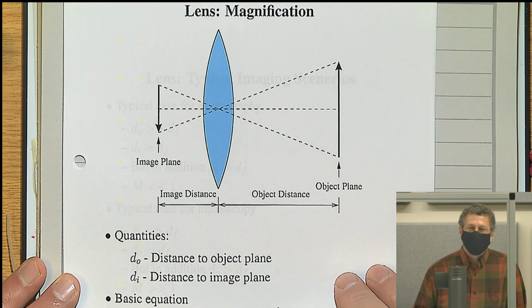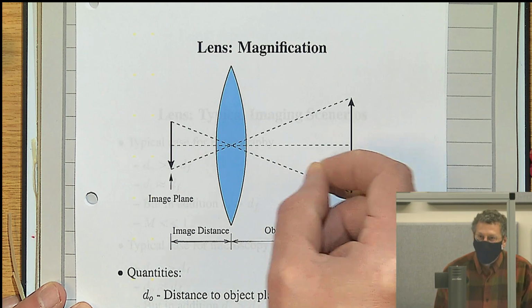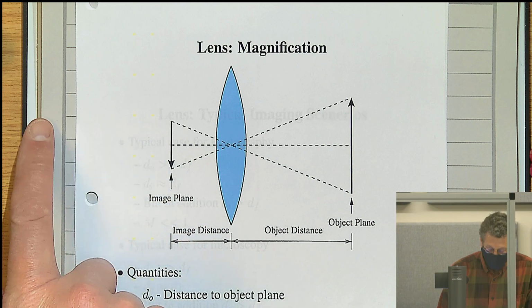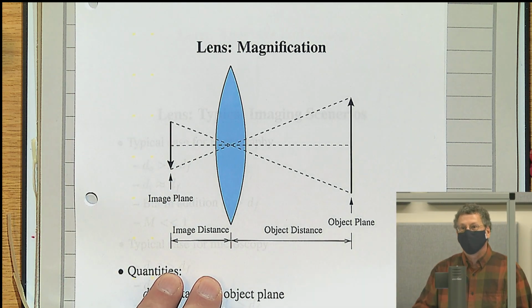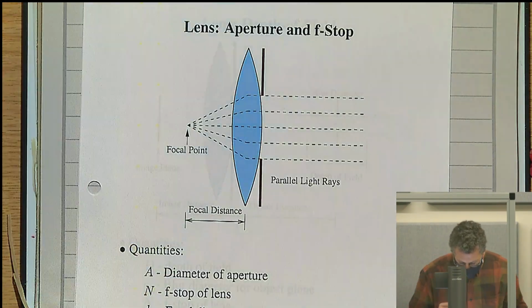Sometimes you want to have magnifications more than 1, like in a microscope. So there, what happens is that the sample has to be really close to the lens, and then the imaging plane is far back, so you get a lot of magnification, positive magnification greater than 1. Okay, so that's pretty much the deal with that.